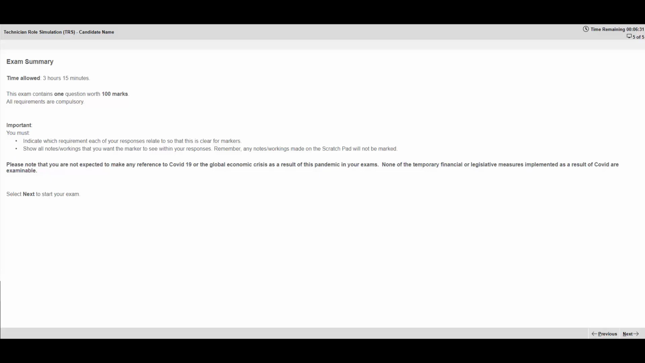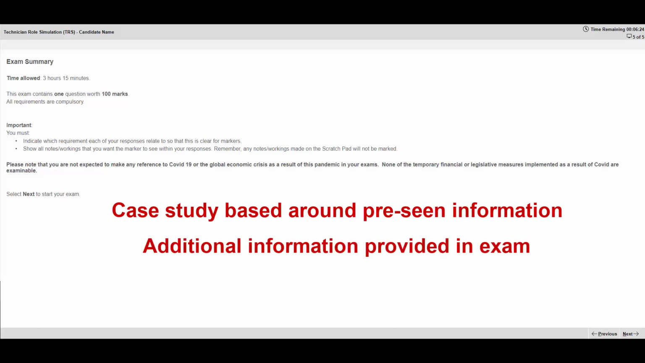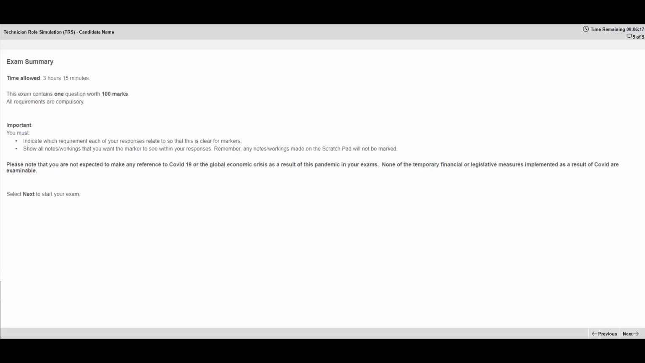The TRS exam is a case study based around your pre-seen case information. On the day of your exam, you will be provided with additional information about the company which will not contradict the pre-seen information. The case study contains 3 compulsory questions that are worth 40, 30 and 30 marks. These add up to 100 marks in total, but each of the questions will likely be split into smaller sub-requirements.